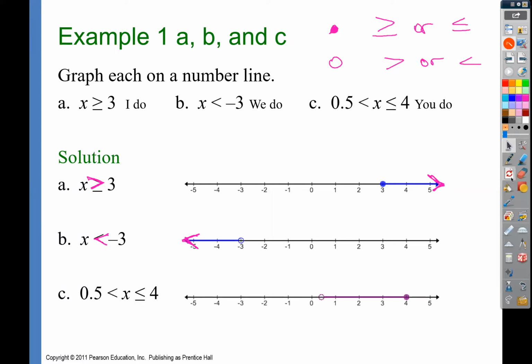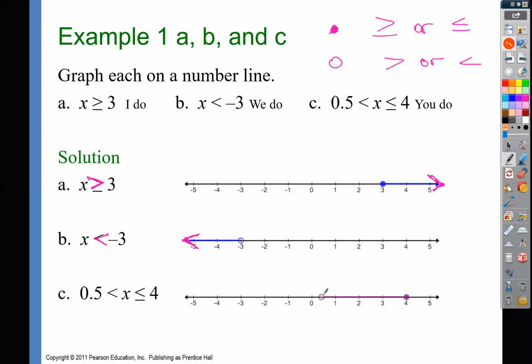And you should have gotten this because it is x is between 0.5 and 4. So you're going to have an open circle because it says 0.5 is less than x and x is less than or equal to 4. So you're going to have the shading in the middle.